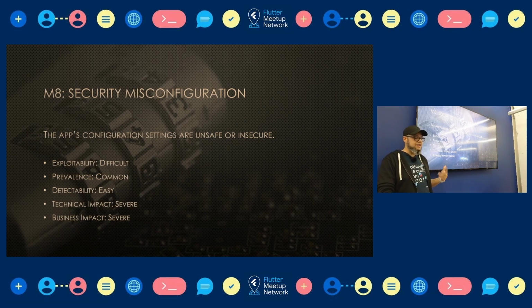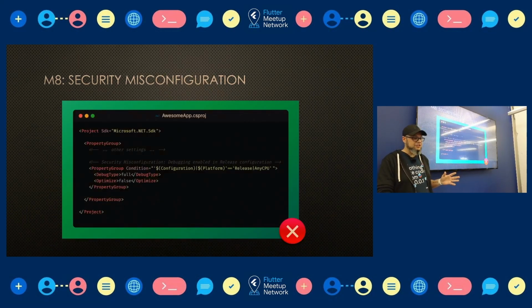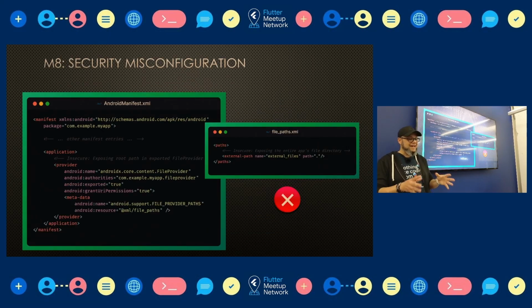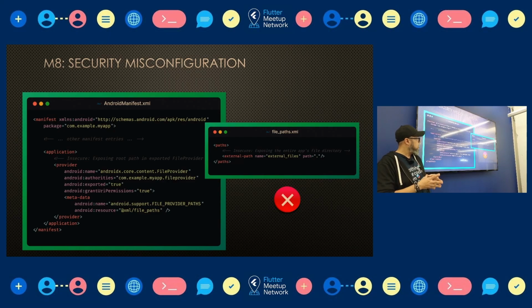Next one is M8, security misconfiguration. The app's configuration settings are unsafe or insecure. Basically, this has to do with attack vectors, with configuration settings on the application that are not safe for a production application. A good example of this is configuring the file provider on an Android application and just exposing the entirety of the file system just to make it easier for the application to handle files.